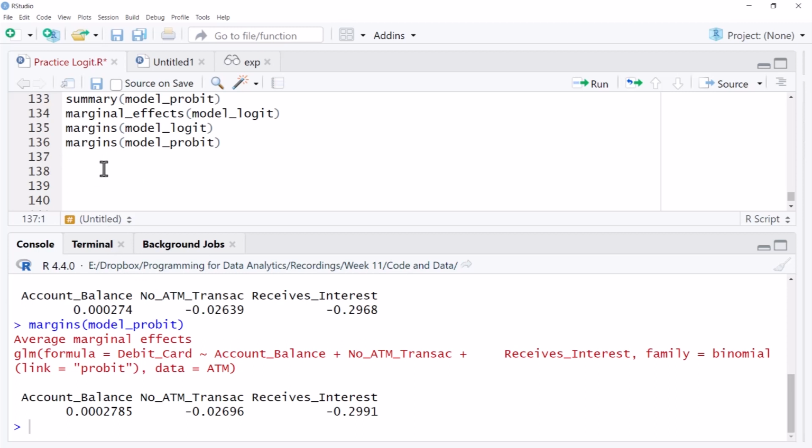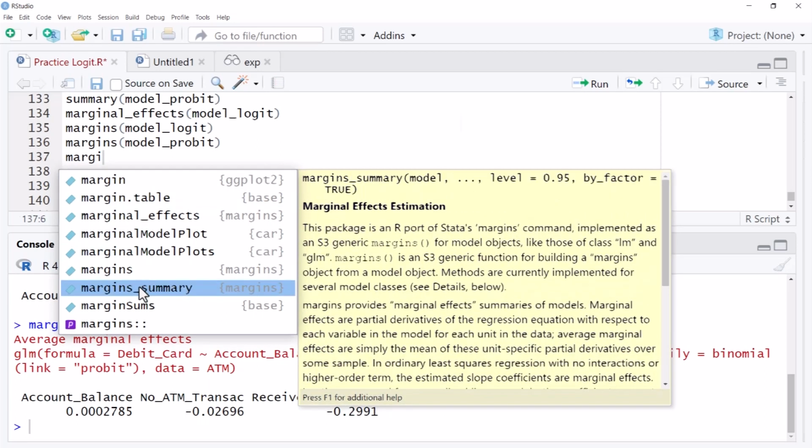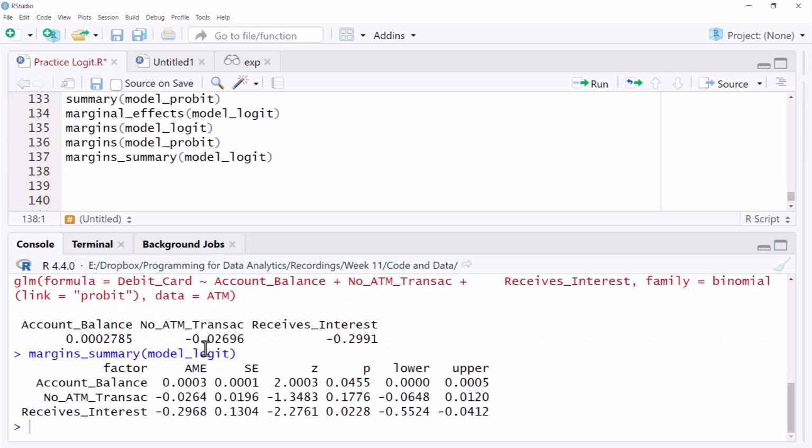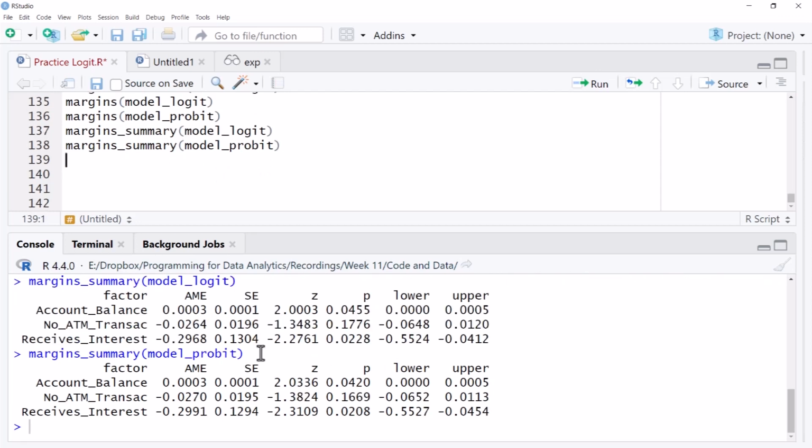Suppose you want the entire range of it, you can apply this margin summary. For example, for logit model, let's apply the summary. You can see the lower and upper limit, the Z value, the P value, confidence interval and everything. So you can see account balance and received interest are significant. Similarly, you can produce the margin summary for probit model as well.